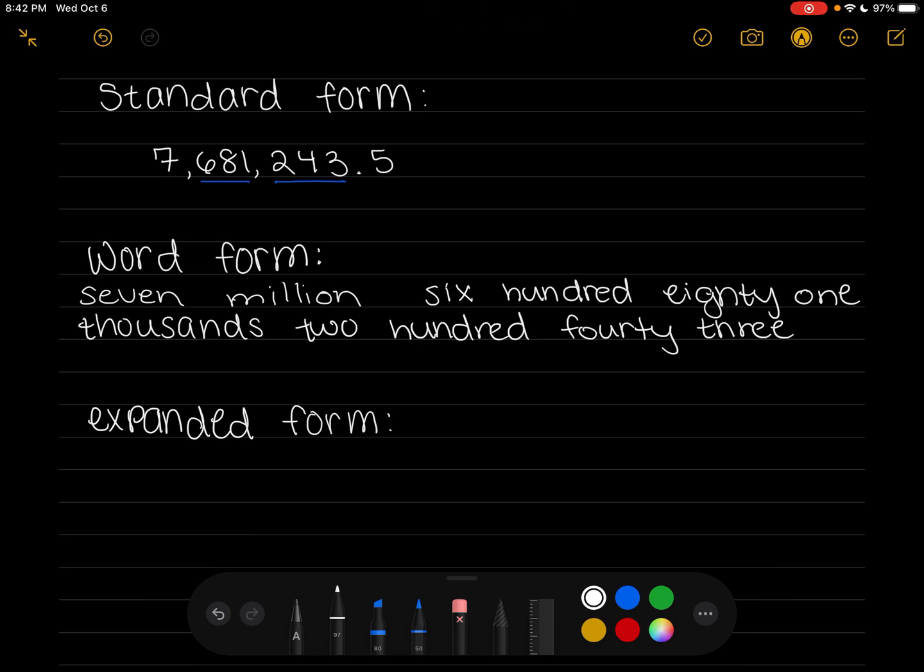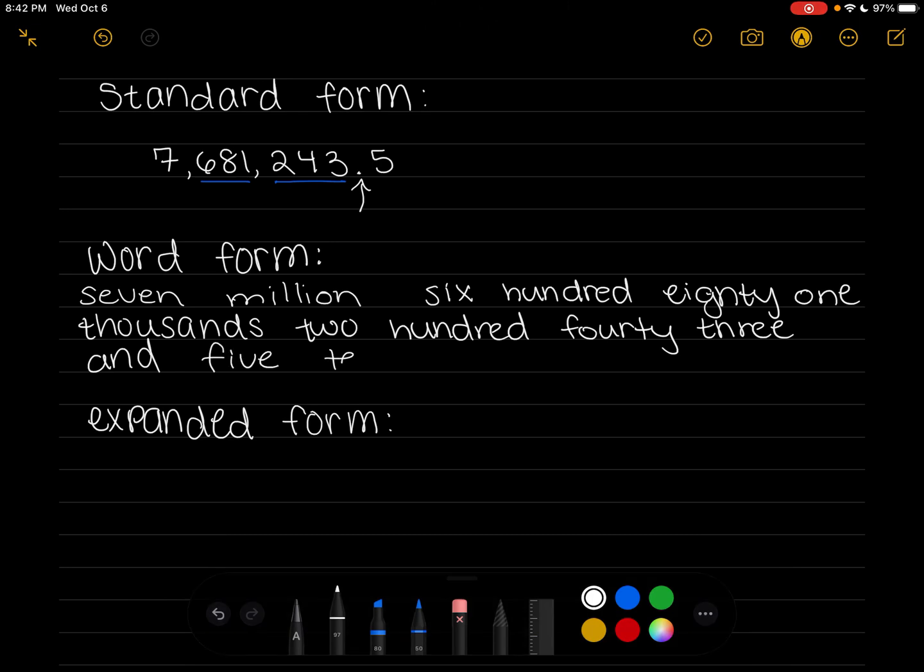Now in math, when we have a decimal, we say "and" to represent that decimal. And then finally, I have 5/10.